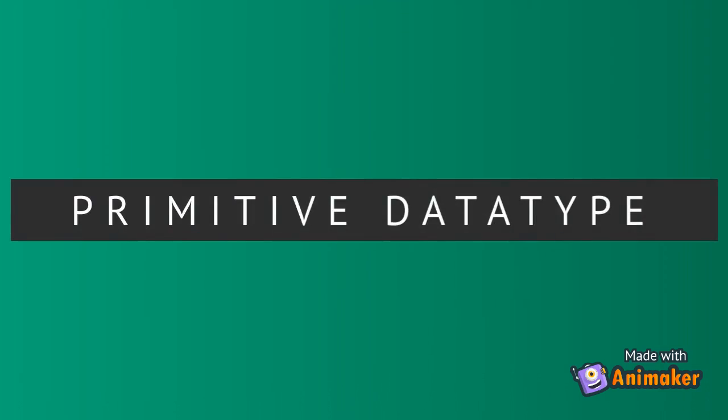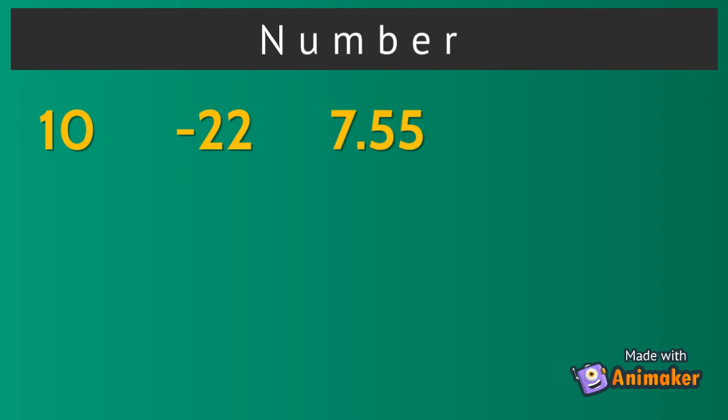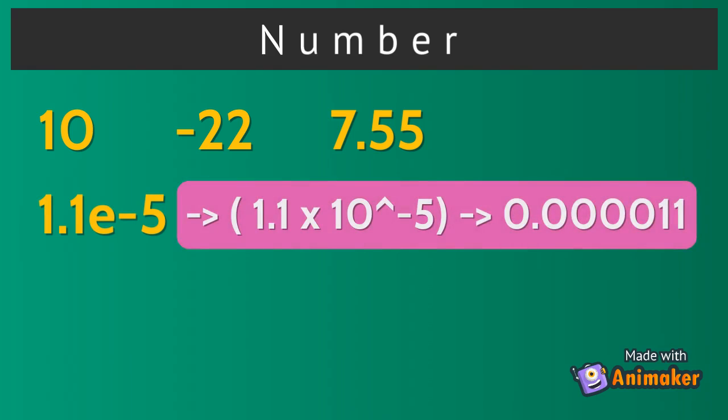Let's go through the primitive data types first. The number type is used to represent positive or negative numbers with or without decimal places, or numbers written using exponential notation. Example: 1.1e-5, which is equivalent to 1.1 times 10 to the power minus 5.